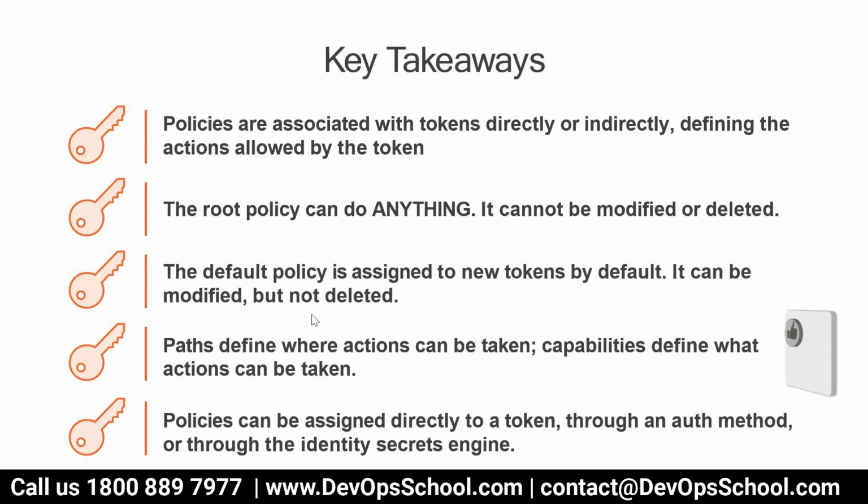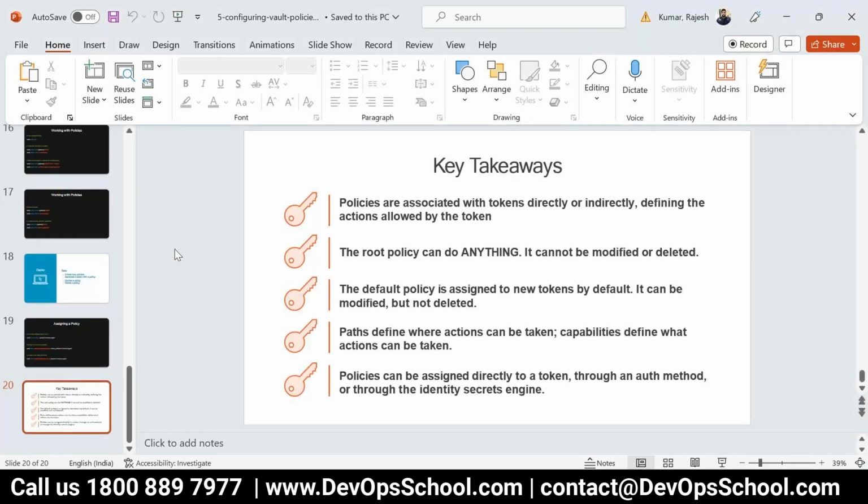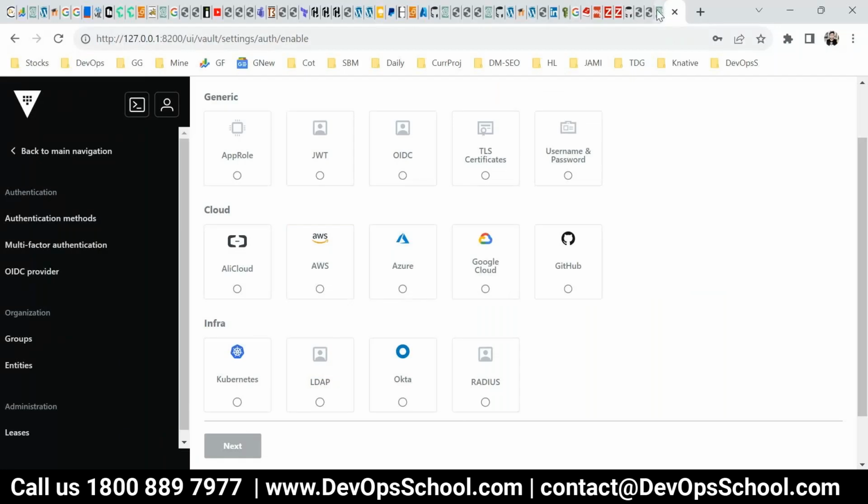Paths define where actions can be taken. Capabilities define what action can be taken. Policies can be assigned directly to a token through an auth method or through an identity secret engine. So these are the things. Now let me show you the demo for this.